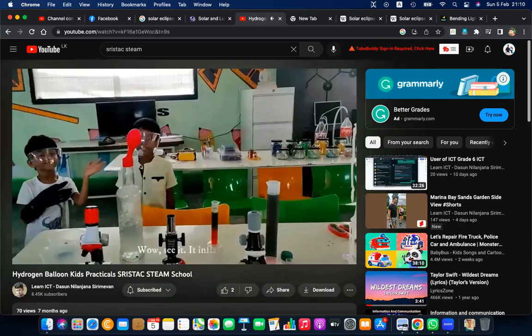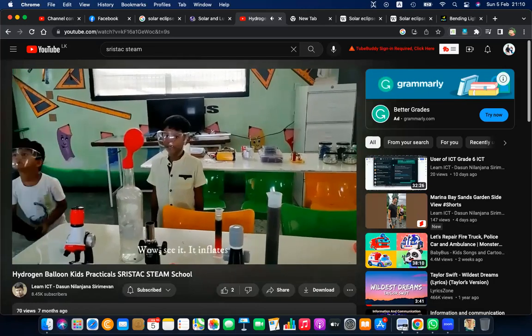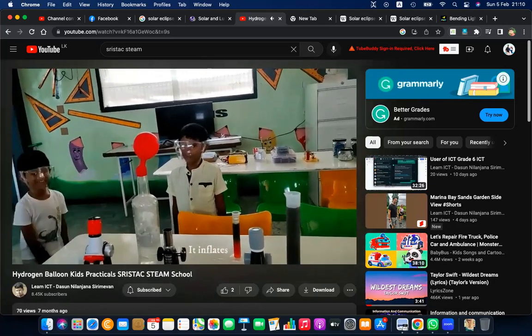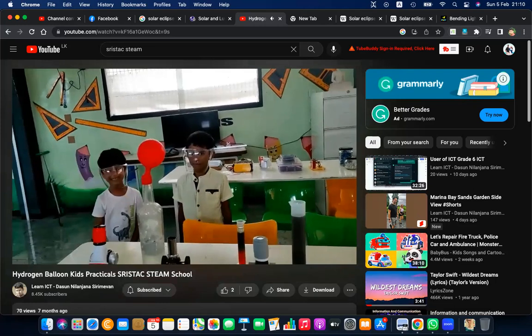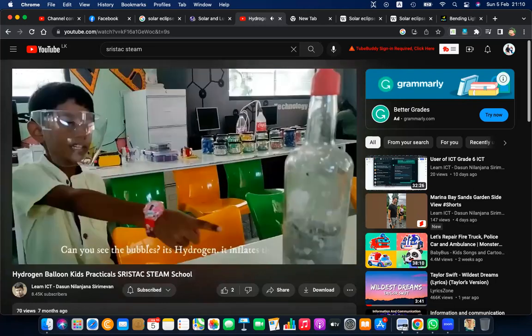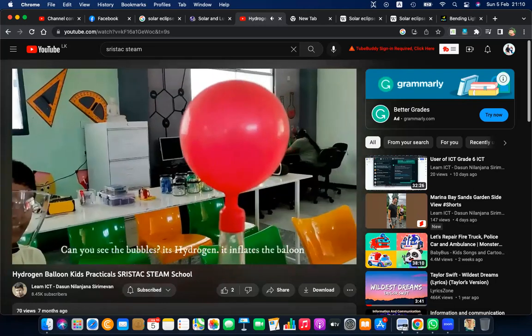But you have to be careful. Sometimes this bottle can be very hot. So you have to keep this bottle in a water basin.